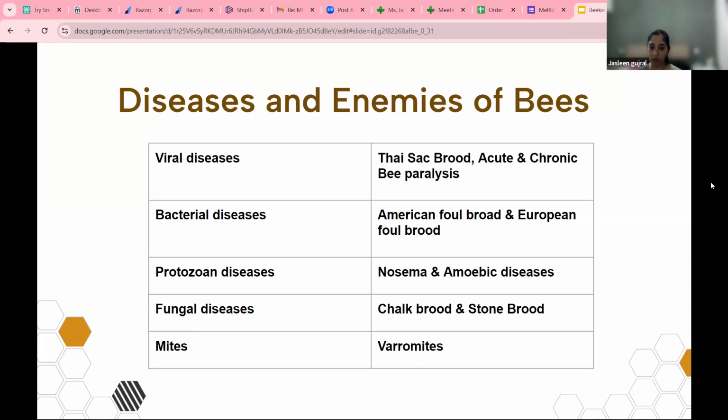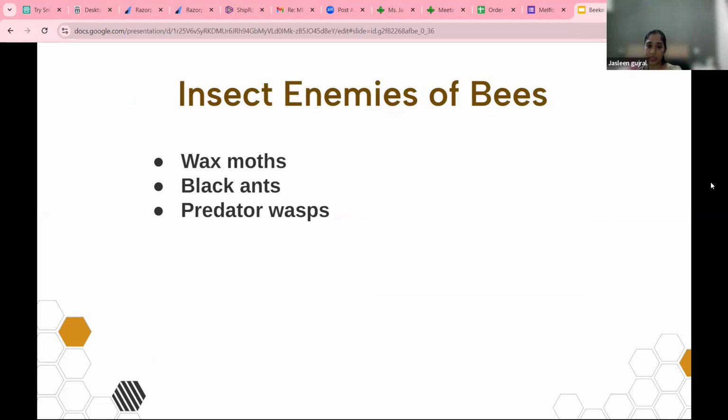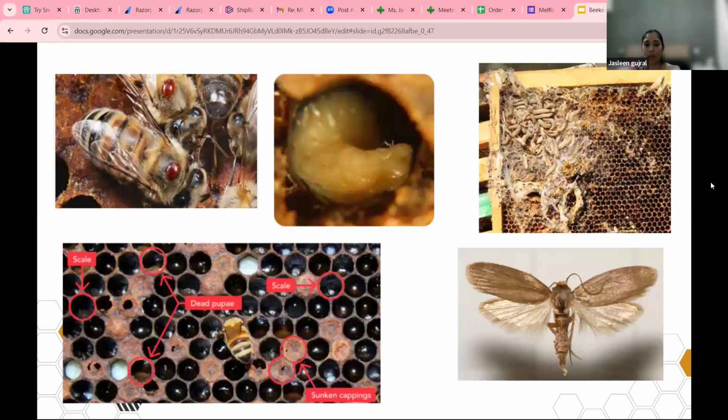Since the start of my venture, I have experienced varroa mites as well as wax moths. So I'll just explain in detail, in short, what these diseases are and how you can control them. The insect enemies of the bees are wax moths, like I just talked about, black ants, and predator wasps. On the left side is where the bees are being infected with the mites. So these are the mites.